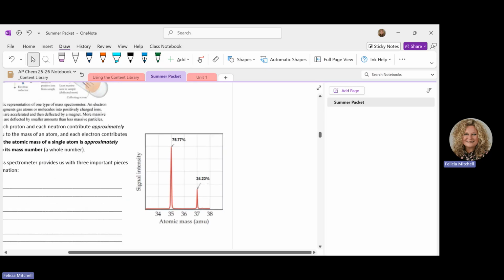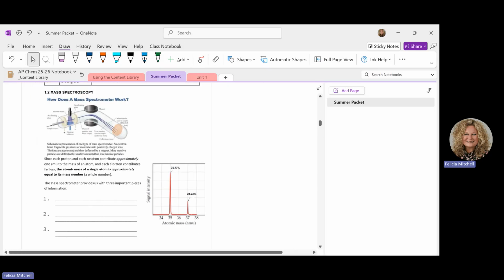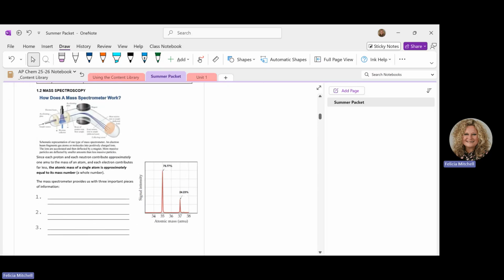We're going to be talking about something called mass spectroscopy. Sorry, I almost said a mass spectrometer, but mass spectroscopy or a mass spectrometer. So what's happening here is we would do a mass spectroscopy experiment to try to gain information about an atom. And what it really tells us is, does the atom or element have isotopes?